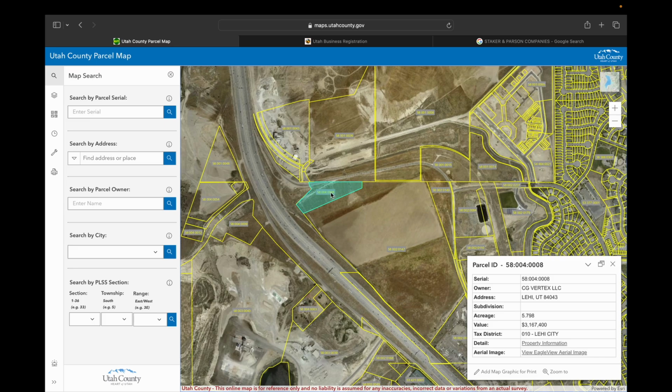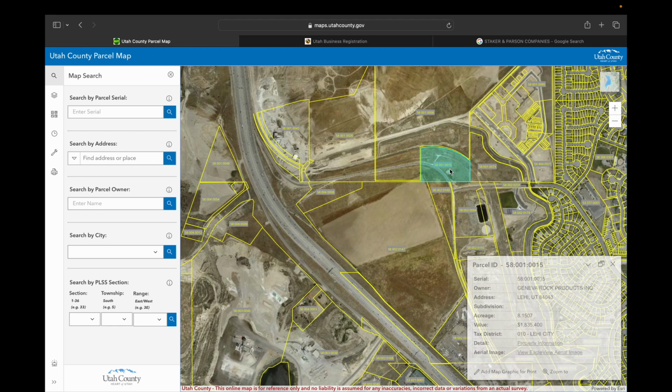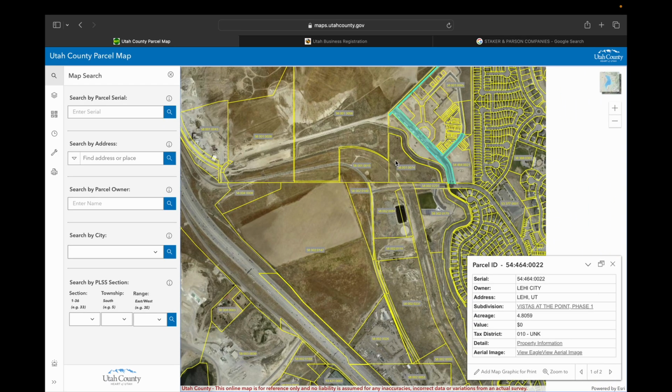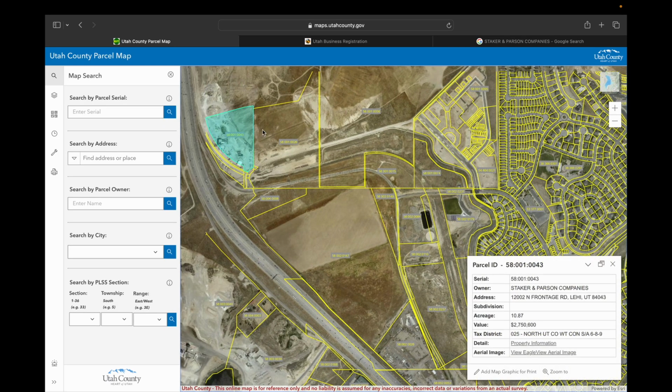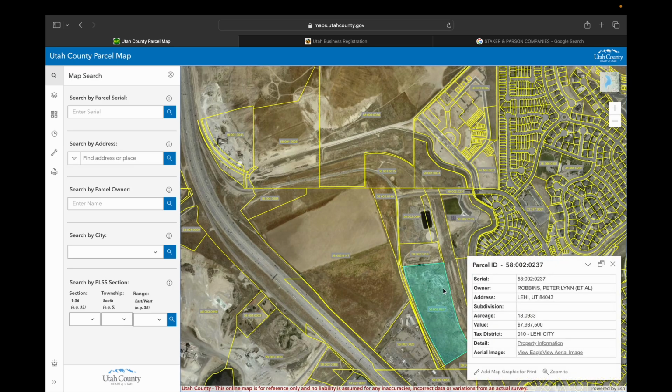Oh, this is owned by Vertex. Don't know who that is, but then again, that's something we can do a little bit more research on as well. So this is owned by Parks and Rec, Geneva, City of Lehigh. So it definitely looks like they're going to do some sort of TOD there. What's that up there? Parsons. Oh, interesting. So Peter Robbins owns that and owns this.